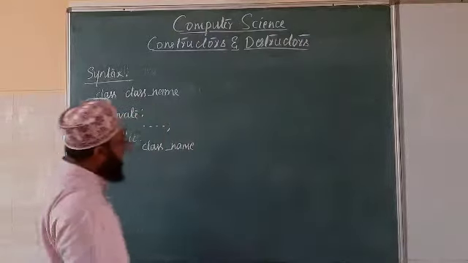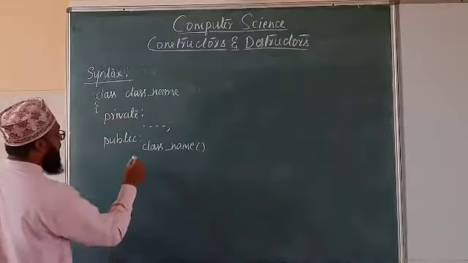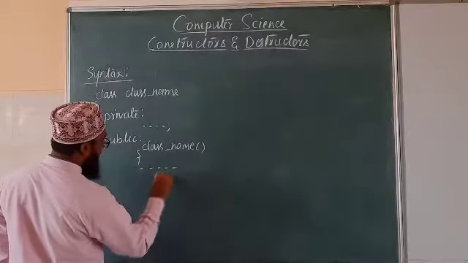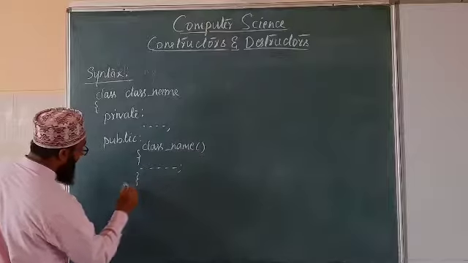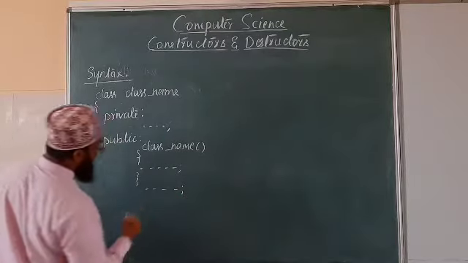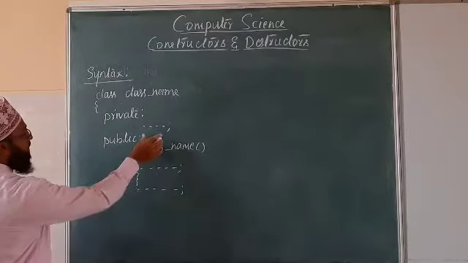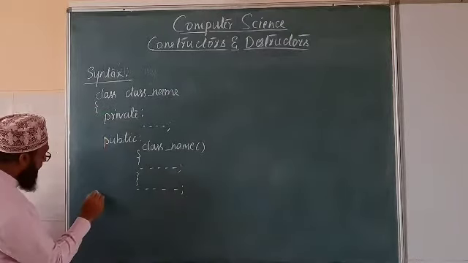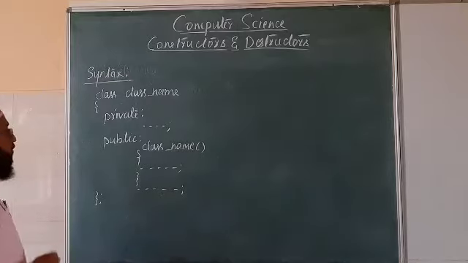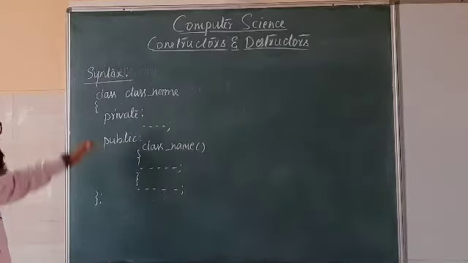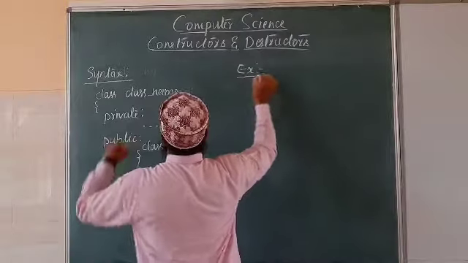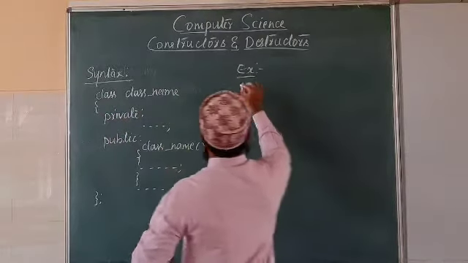Then after that, start the working of this class name. Here statements are written, and then here the member function is called with return type. Then after that, this class is going to be closed here. This is the syntax. Now I am going to write the example for the same syntax. Class.